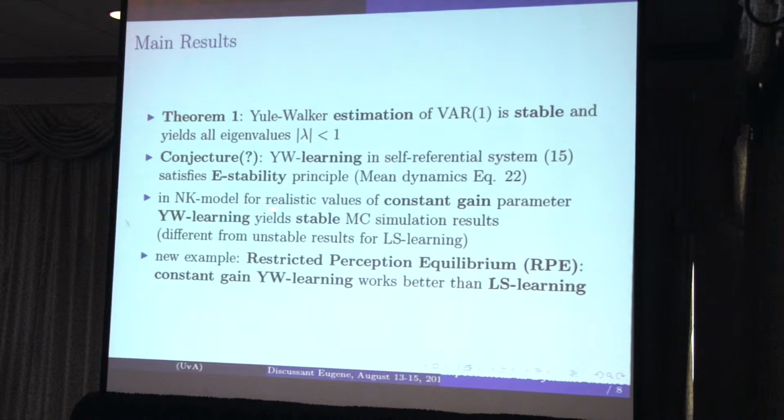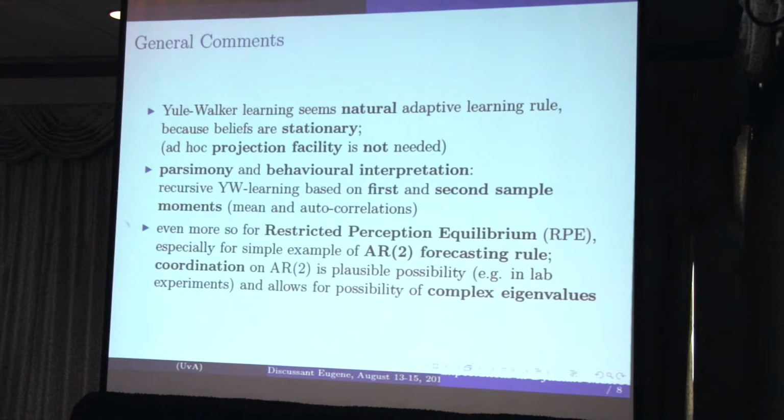So in a New Keynesian model, for realistic values of the constant gain parameter, indeed, Yule-Walker learning yields stable Monte Carlo simulation results. Okay, so different, better results in that sense from the unstable results of least squares learning. And also in the new example, the restricted perception equilibrium, Yule-Walker learning works better in this sense than least squares learning. Okay, so here are my general comments.